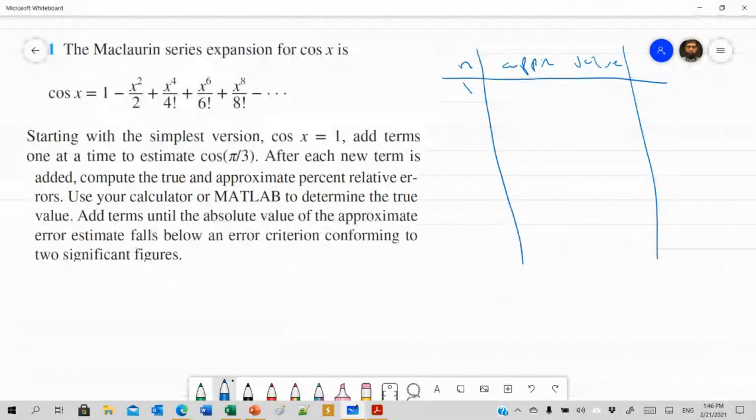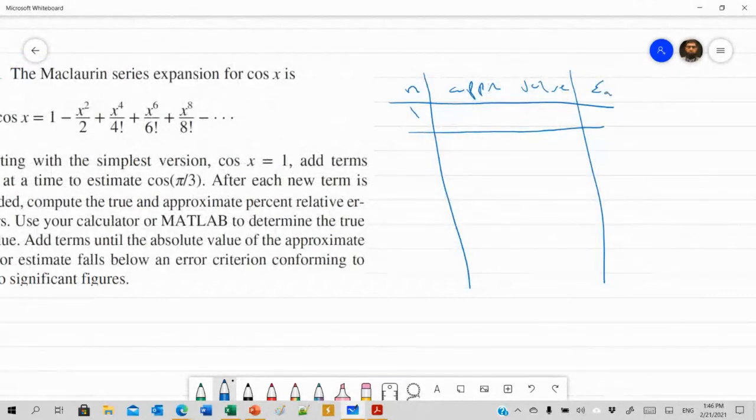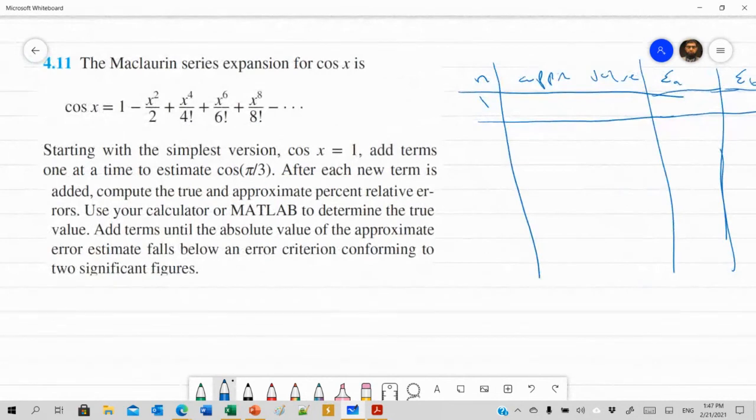We'll make a table. We'll put the number of terms, find the approximate value, and then we'll find the approximate error and the true error as he wants us to find in each term. Now, when we start with the simplest version, cosine x is equal to 1. That is when you take only one term and you stop at the first term. The true value of cosine pi by 3 is 0.5.